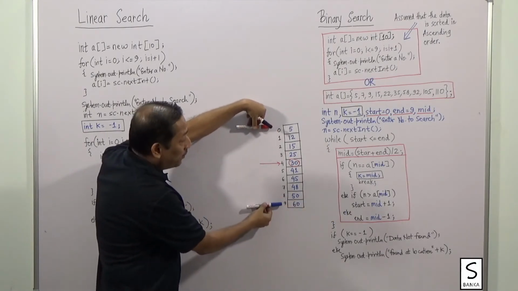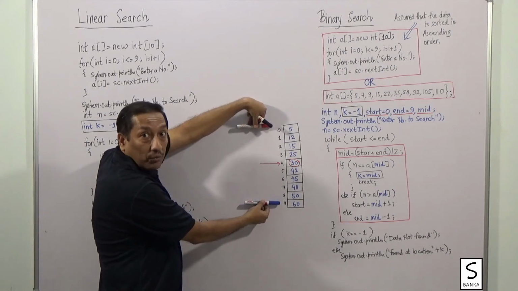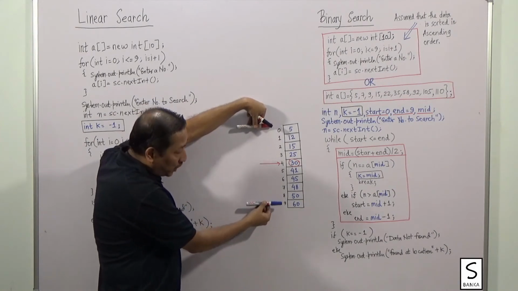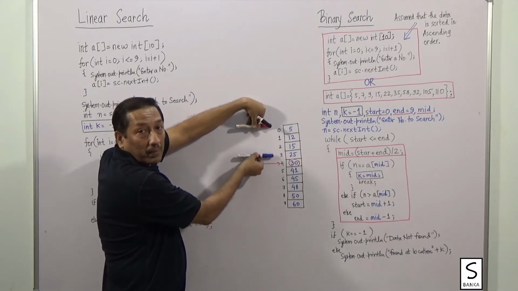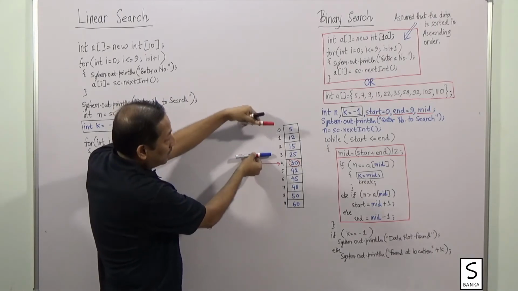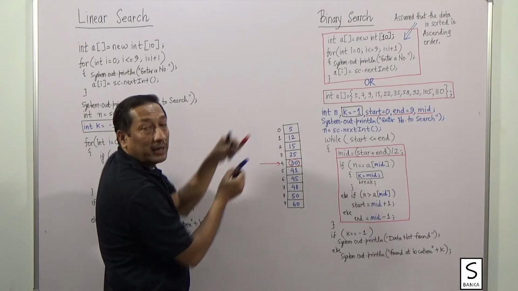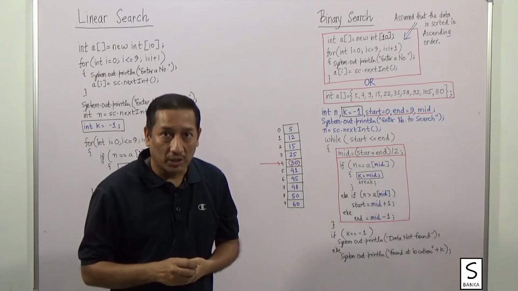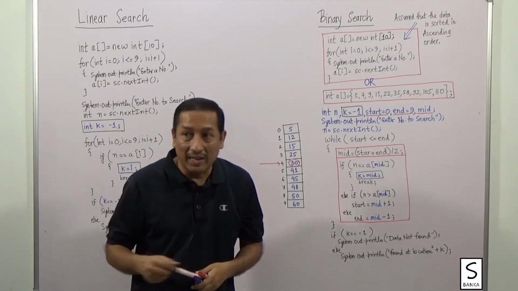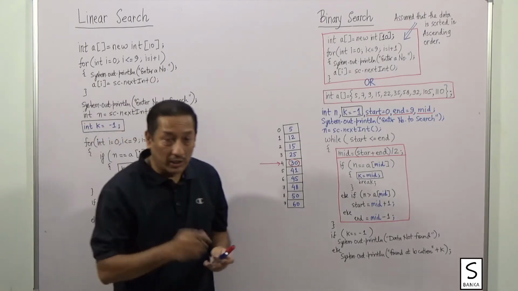Now, if my data was less than 30, you can easily visualize and understand that the value of end needs to be changed to mid minus 1. That way, start remains 0 and end becomes mid minus 1, and we will find our new range of the data in which we need to search. So once again I will repeat the entire thing so that it is clear to you.